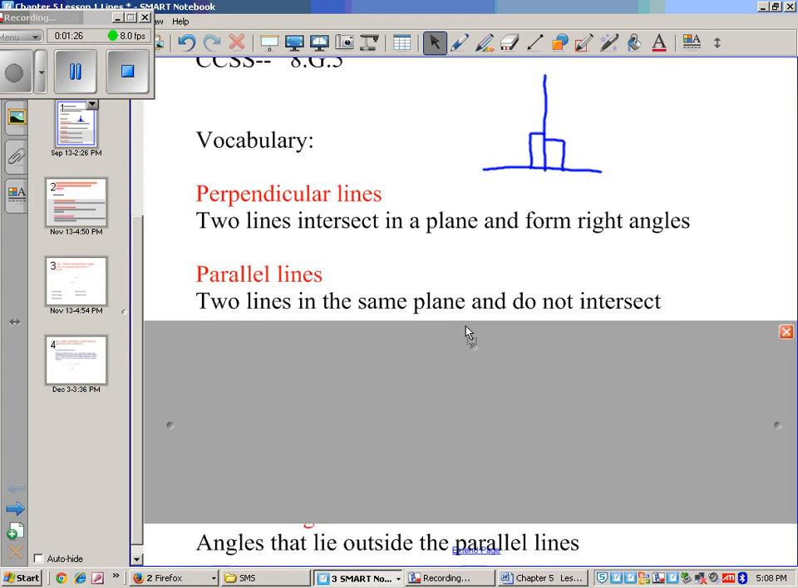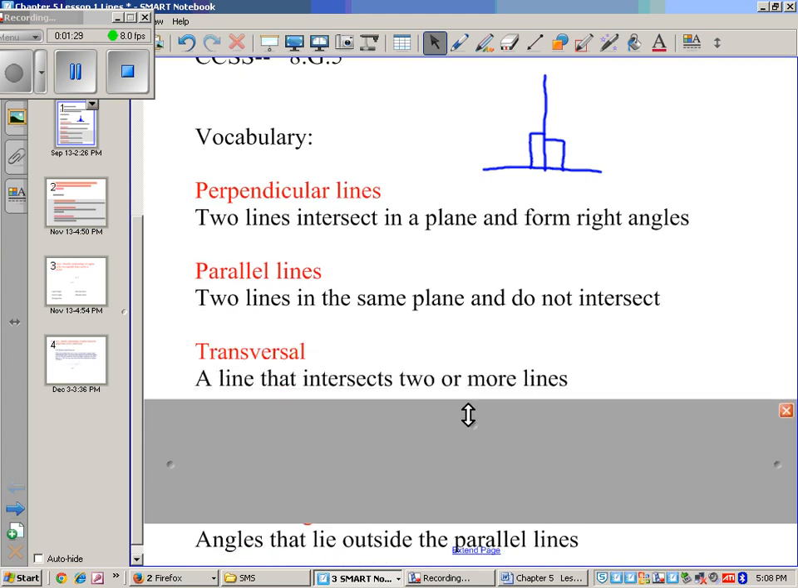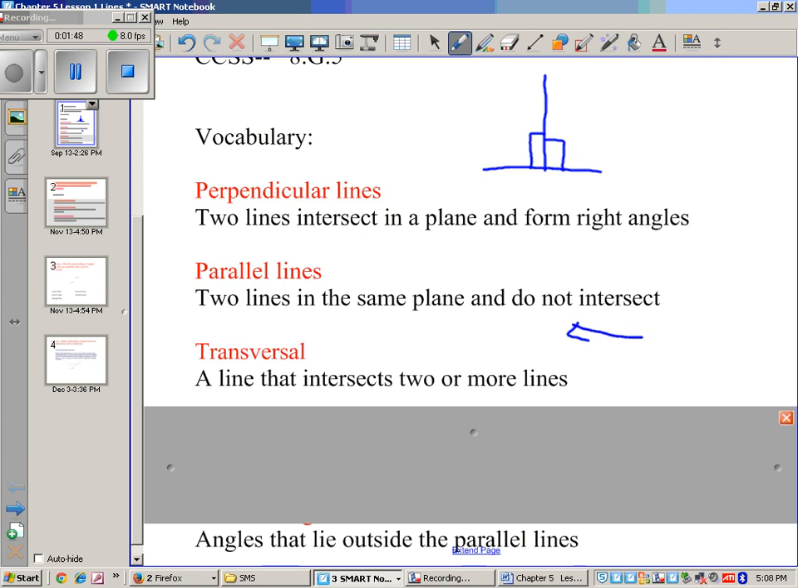Next word, transversal. Transversal, a line that intersects two or more lines. And we're going to see that transversal here shortly. Example of that would be, we have two parallel lines. Again, sorry about that, the board is off. Imagine these are parallel lines going on forever, not touching. A transversal is going to come right across there and cut them both. So this would be our transversal right there. That's a transversal.